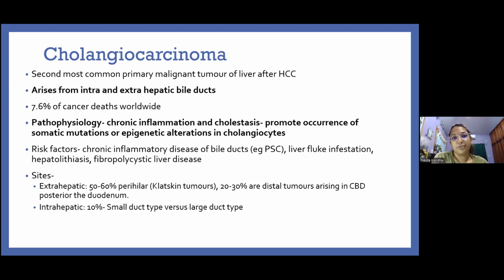disease, or hepatolithiasis. Sites can be extra or intrahepatic, as discussed, mostly perihilar with 50 to 60%, and these are the Klatskin tumors located at the junction of the right and left hepatic ducts. 20 to 30% are distal tumors, and with the intrahepatic, there can be small duct type versus large duct type.